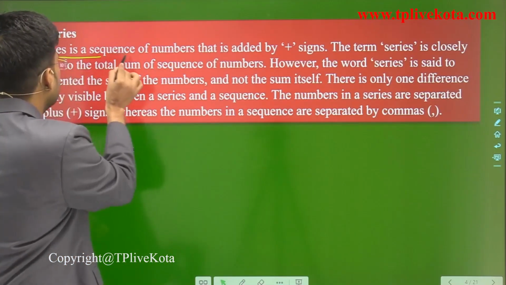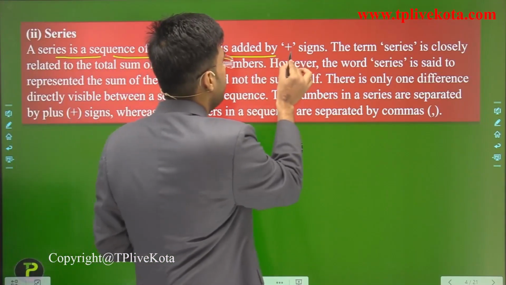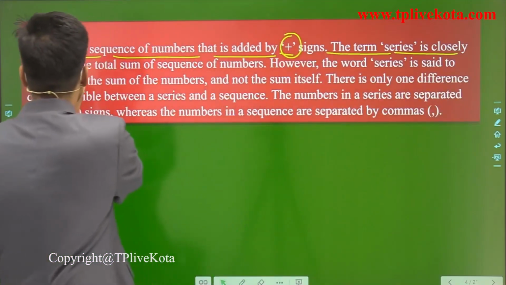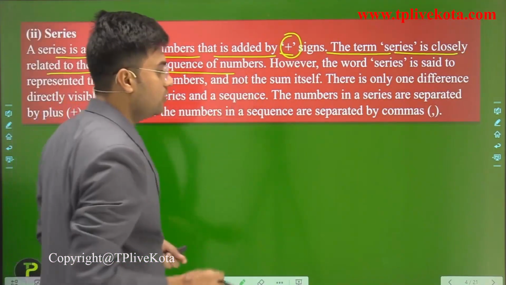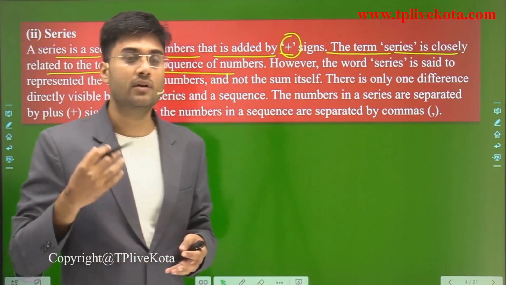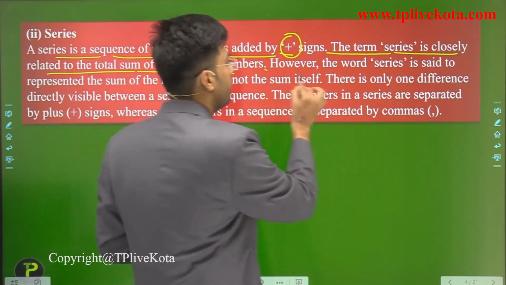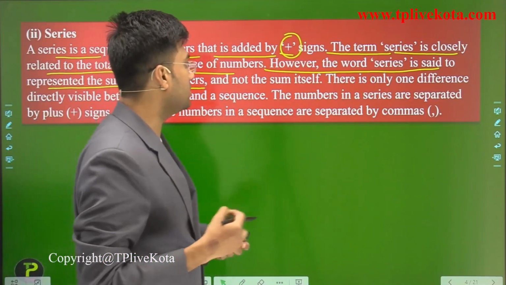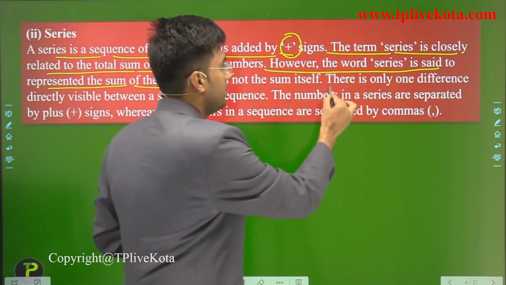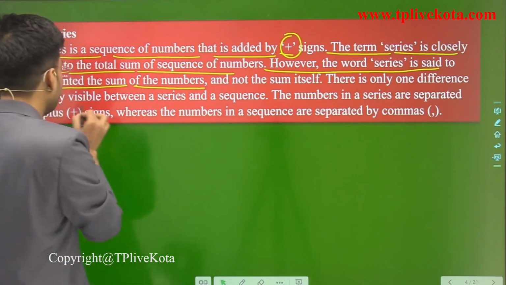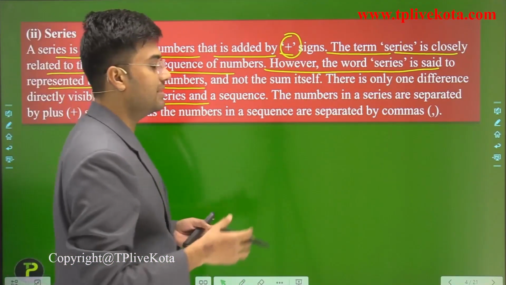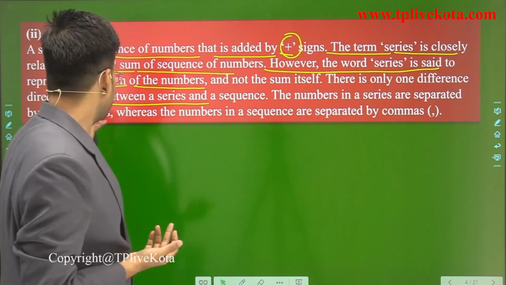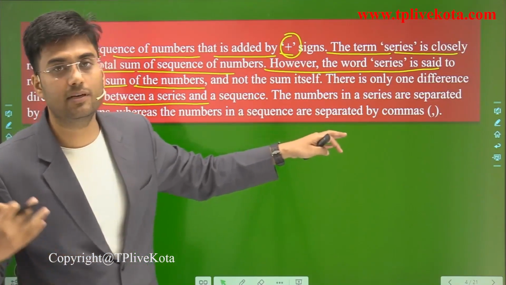So a series is a sequence of numbers that is added by plus signs. The term series is closely related to the total sum of the sequence of numbers. It is the sum of the sequence. However, the word series is said to represent the sum of the numbers and not the sum itself. There is only one difference directly visible between a series and a sequence: the numbers in a series are separated by plus signs, whereas the numbers in a sequence are separated by commas.